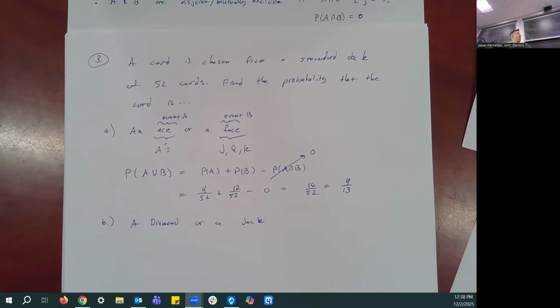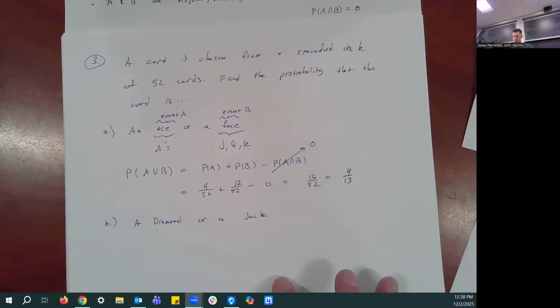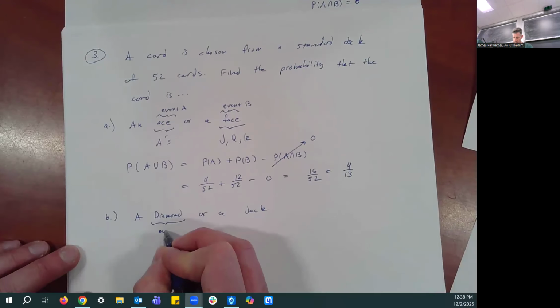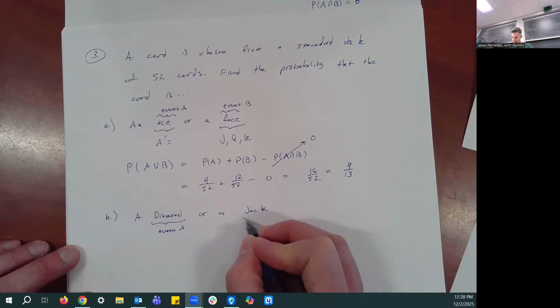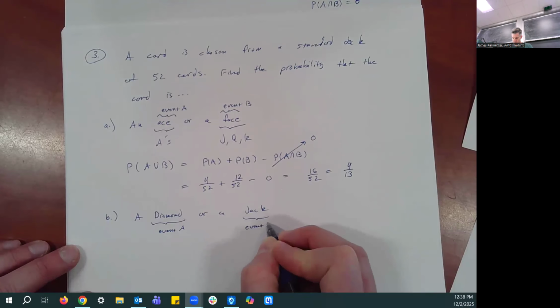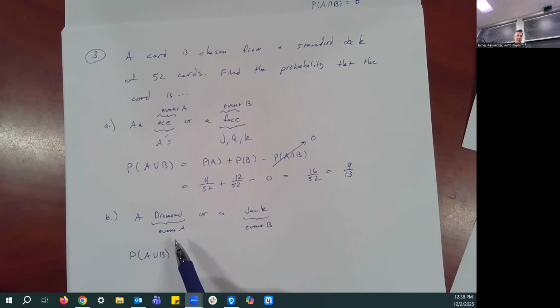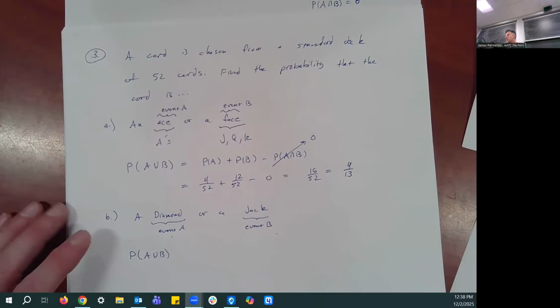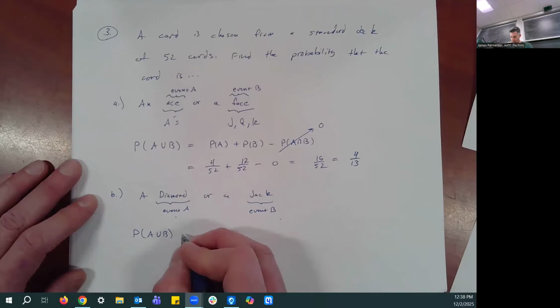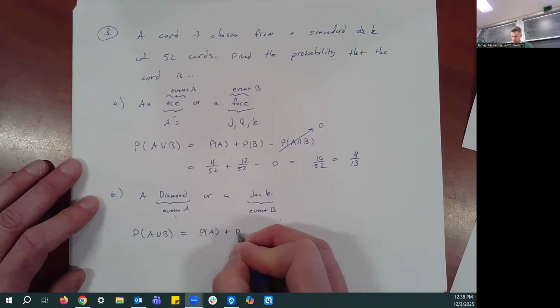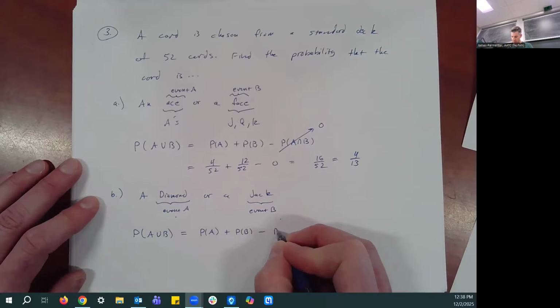Well, now we do need to be a little bit more careful. So again, if we call getting a diamond event A and getting a jack event B, then the probability of A union B, although honestly, I'd probably call them event D and event J because the things start with D and J, but whatever. Probability of getting A union B, again, I'm just tossing this formula at it: probability of A plus the probability of B minus the probability of the intersection.